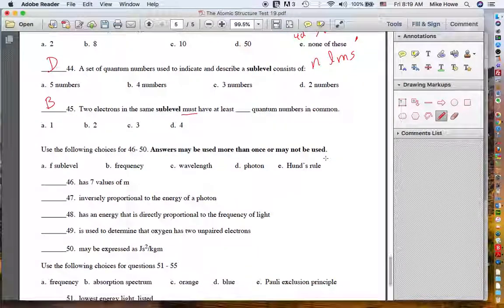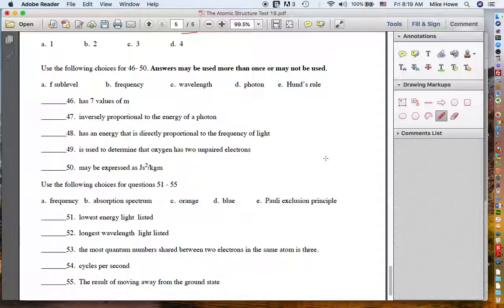Okay, now we go down to these matching ones. 7 values of M, that means 7 orbitals. So what up here has 7 orbitals? That would be A.